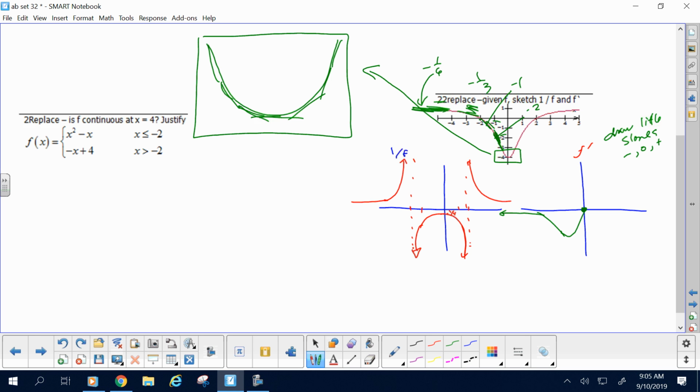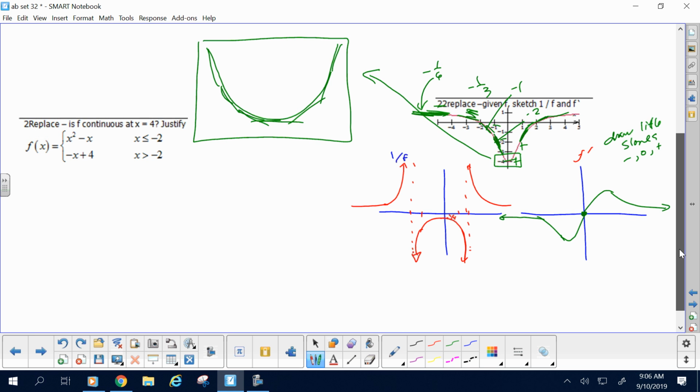And then what about the right-hand side? All positive and getting pretty steep here, but then less steep. So again, graphically it might look like that. You follow? Okay, that's a good one.